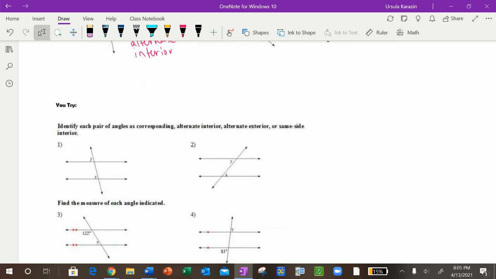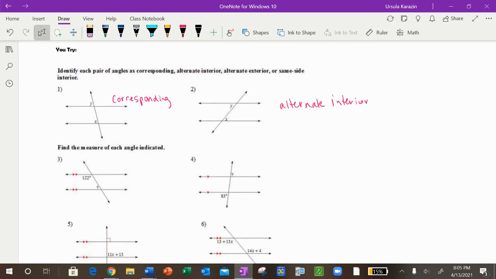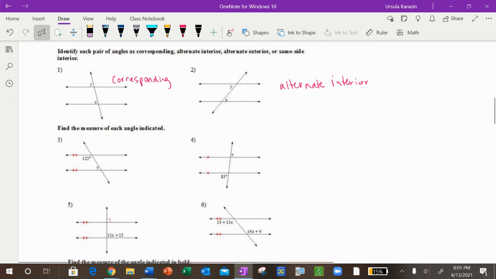Here's a couple more examples. Number one, one's interior, one's exterior, but they're both upper left, so they're corresponding. Number two, they're both interior, but they're on opposite sides, so they're alternate. All right, so what else do you need to be able to do? You need to be able to use the relationships I just told you to find measures of angles. So if you look at number three, notice these two angles are same side interior.